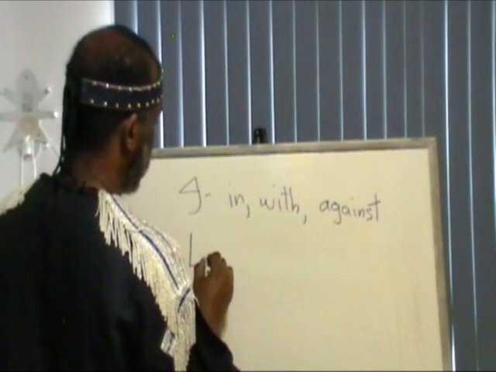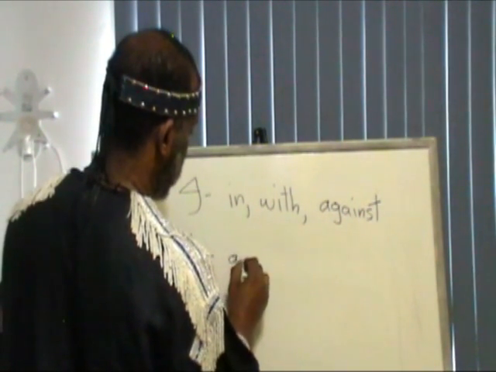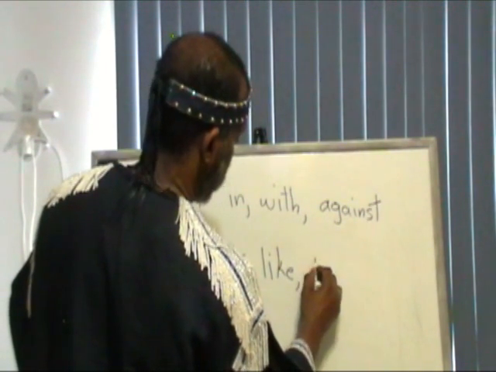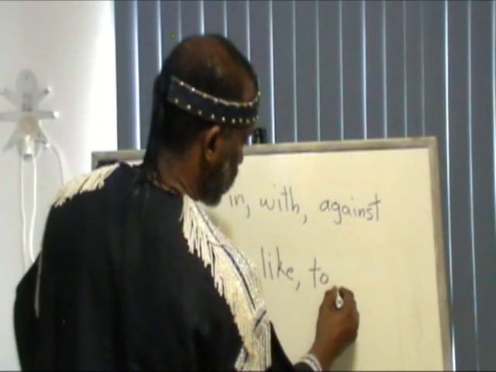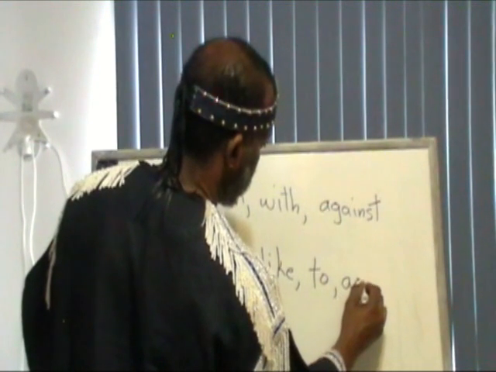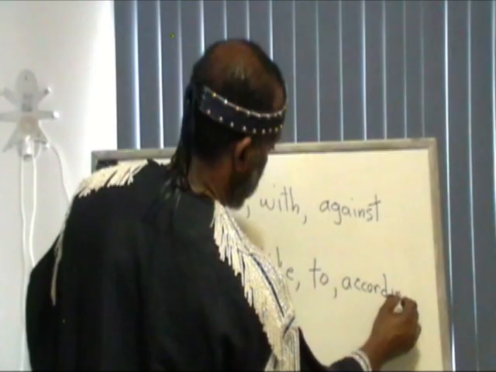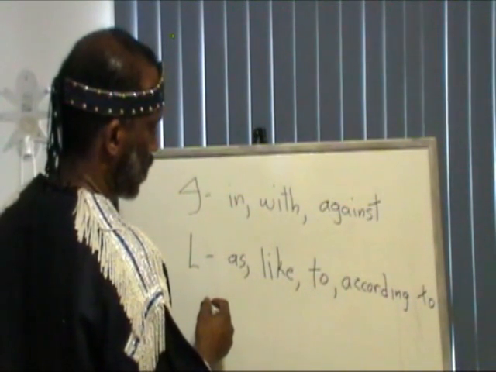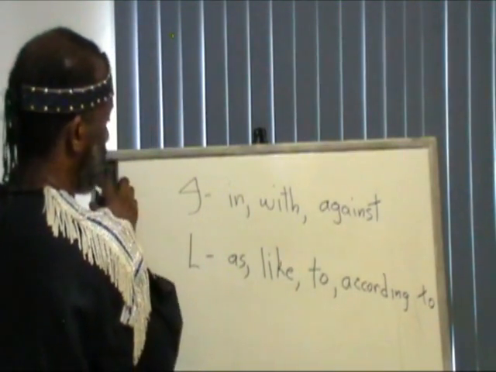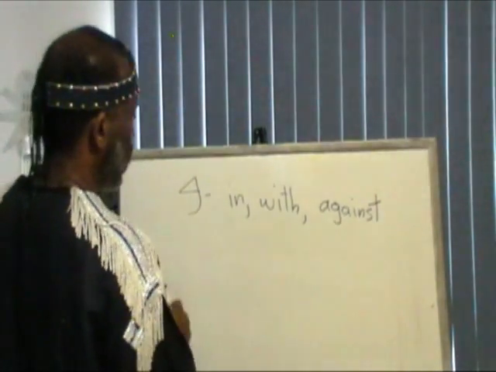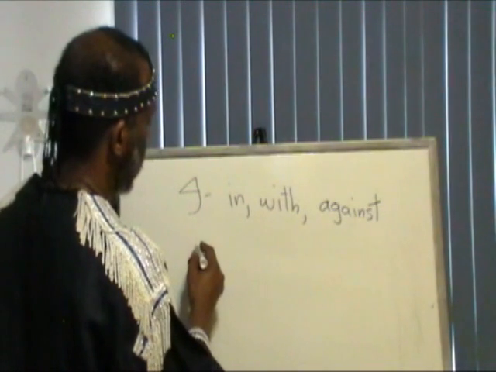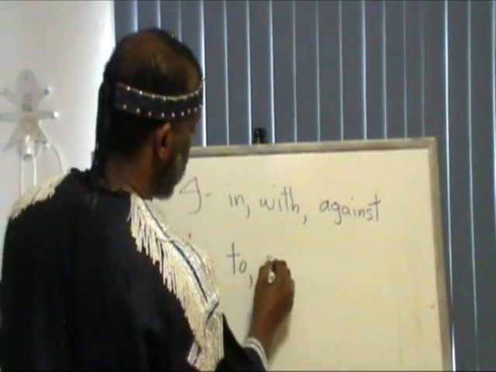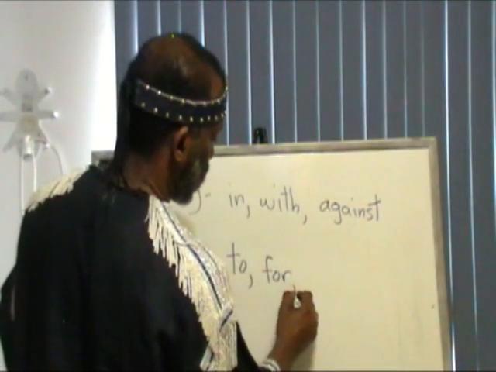We had la, which was as, like. What else was it? It was to, and it was also, we just put according to. I see you had ba. Okay. Next, you also had la. La, which was to, for, and it was also at.